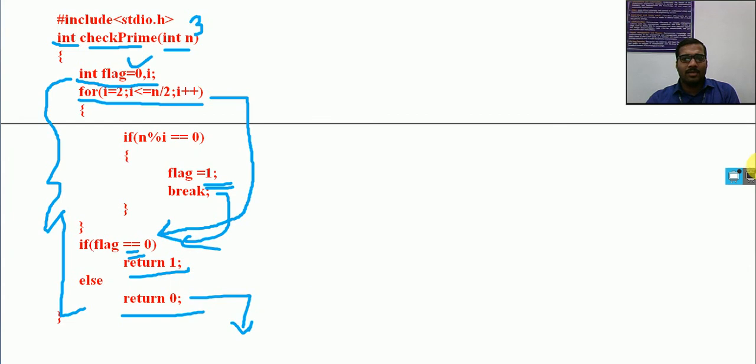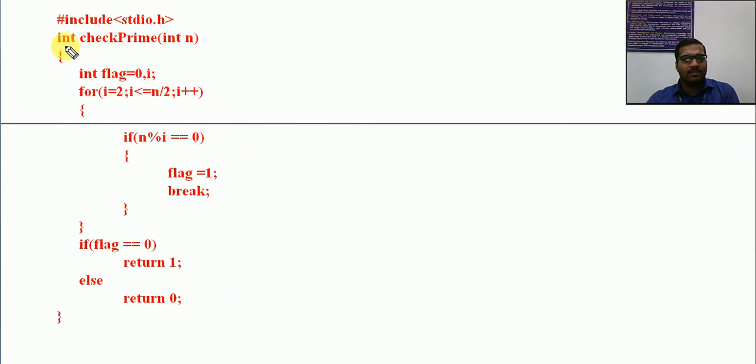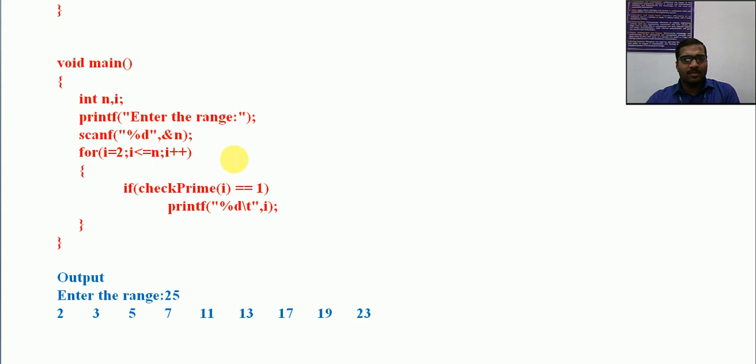Just look at the way in which we are using this function. Only this body is exactly similar to the normal main function prime check code. Now the only thing is, it is written as a user defined function with a return type and a parameter being received. And then we are having a main program where we are reading a range, then up to that range, that's all.